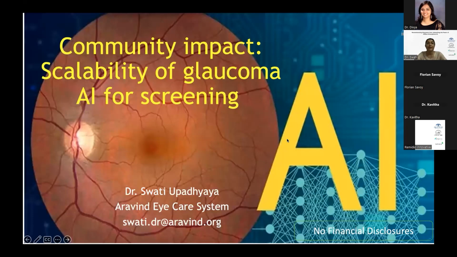So I'll be talking about community impact and scalability of glaucoma AI for screening. In the base hospital setting, we have done studies proving that this AI works to detect glaucoma. We thought of taking it to the vision centers and to the rural population, where we wanted to test whether it is able to pick up glaucoma or not. I'm Dr. Swati. I have no financial disclosures.